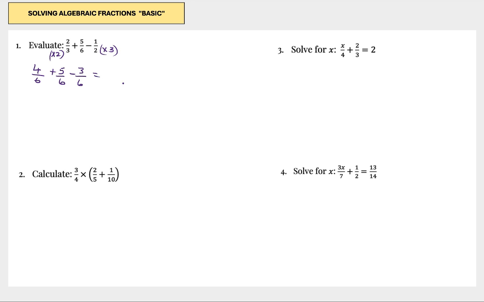So we don't need to touch the denominators now. We've got our 6. 4 plus 5 is 9. 9 minus 3 is 6. So we now have 6 over 6, which is 1.